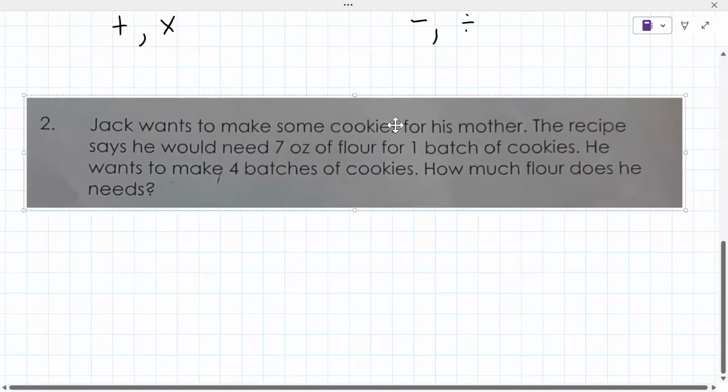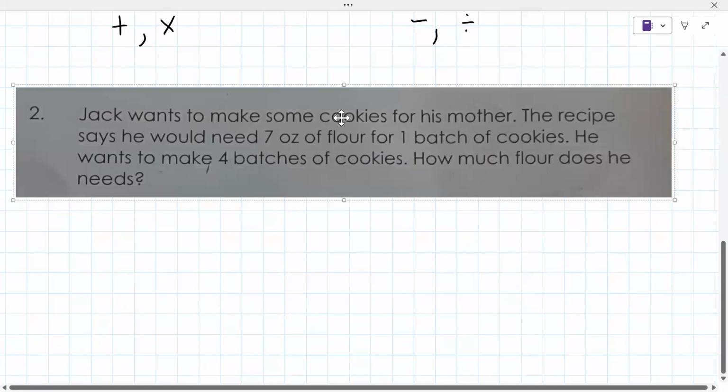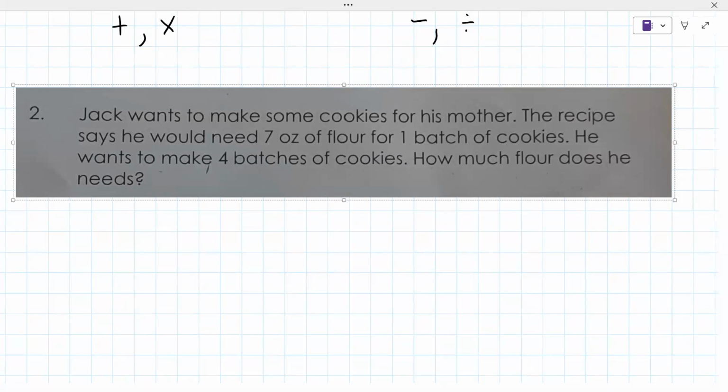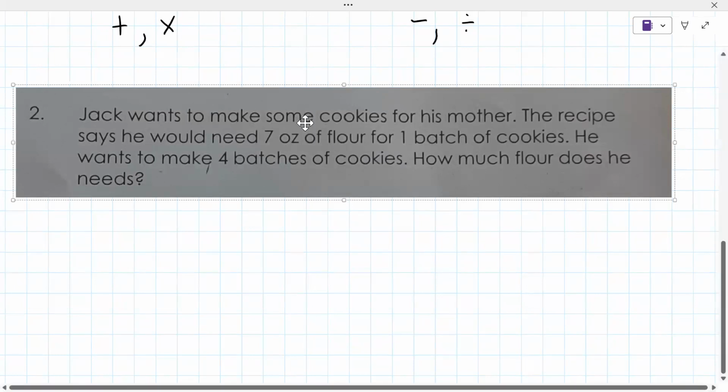Do you like baking, Finn? Yes. All right. What do you like to bake? Cookies. Cookies are good.